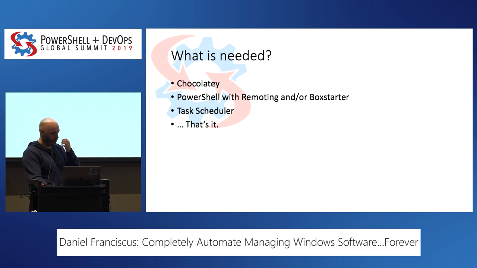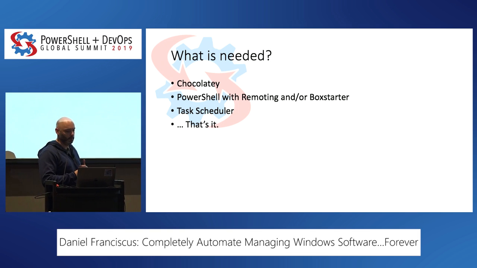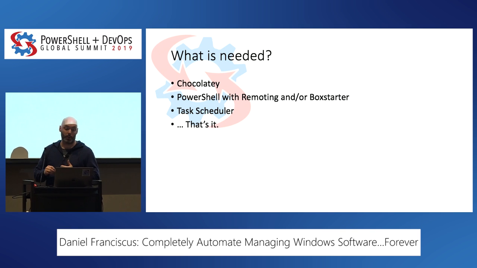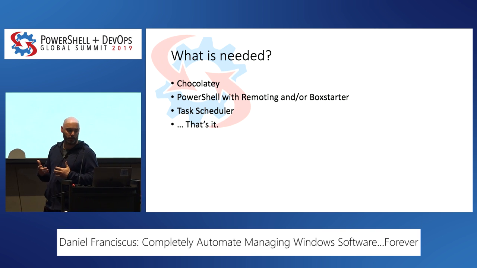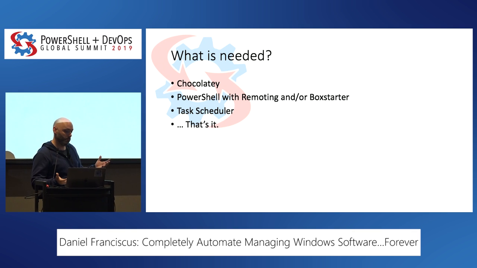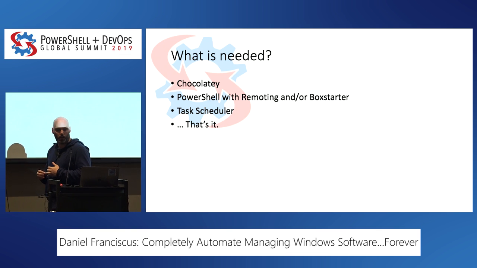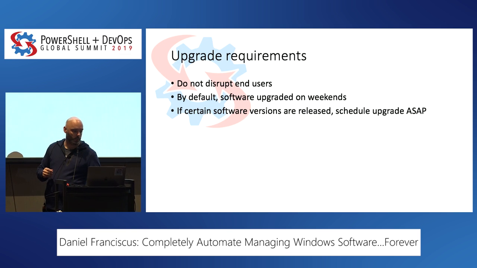So upgrading packages. What is needed? At the very simplest, there's a million solutions to upgrade a machine. But what I use is just Chocolatey, PowerShell with remoting, or you could use Boxstarter as well. These are all free tools, depending on if you have the license for Chocolatey or not. And Task Scheduler.